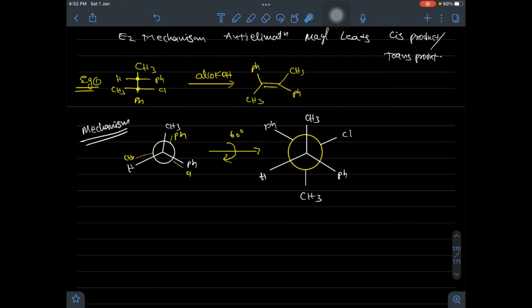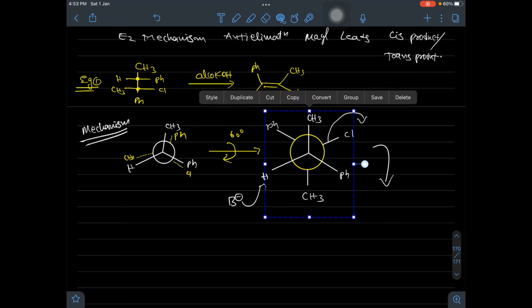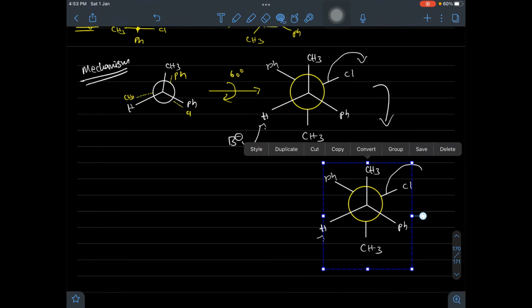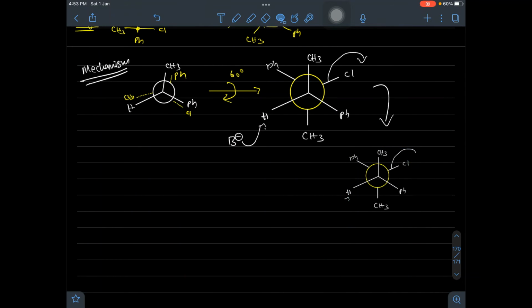Now the halogen-bearing carbon is alpha, the hydrogen-bearing carbon is beta. So the halogen is in this direction, the hydrogen in this direction. So the base will abstract this proton and this halogen is eliminated. Now it leads to formation of the species without hydrogen and chlorine.